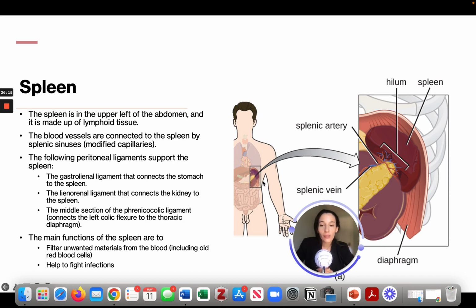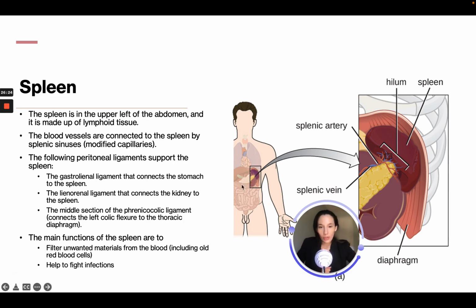And the main functions of the spleen are to filter unwanted material from blood, including old red blood cells, and it helps to fight infection. So if we zoom in on this part of the body here, we can see the spleen, the ileum, the splenic veins, and the diaphragm.